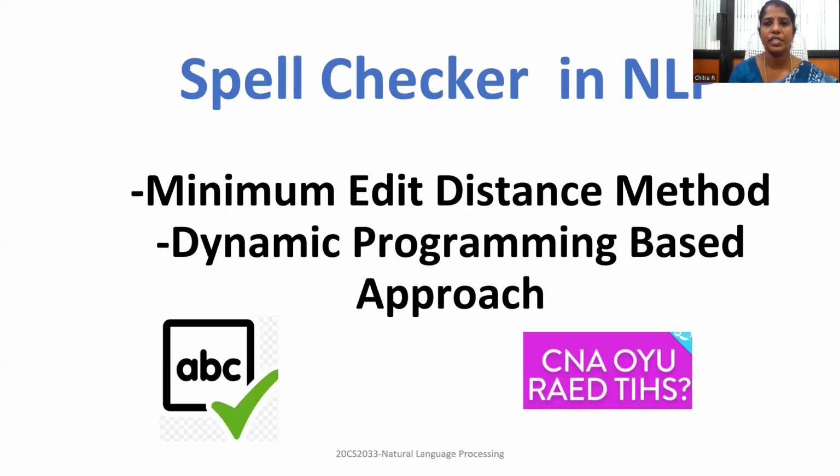Friends, in this video, we'll see one of the spell checking methods used in NLP. That is the minimum edit distance method. It's a kind of dynamic programming based approach. Minimum edit distance means that each and every spelling can be converted to another spelling with the help of some techniques known as insertion, deletion, or substitution. The techniques are insertion, substitution, and deletion.